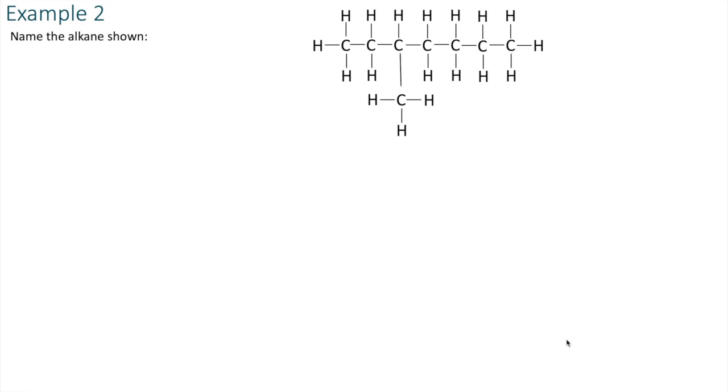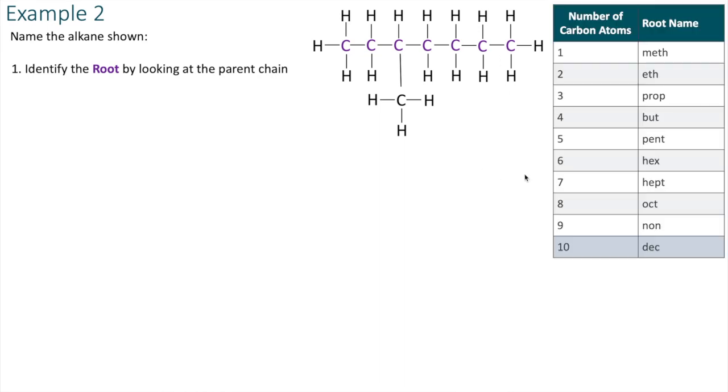In this example here, we see that we have a side chain present. So the first step again is to identify what the root is. So we're looking for the longest continuous chain of carbons, and we see that's right here: 1, 2, 3, 4, 5, 6, 7. Then we remember what our root names are, and if we have 7 carbons, we have the root name of hept, and we'll write that down.